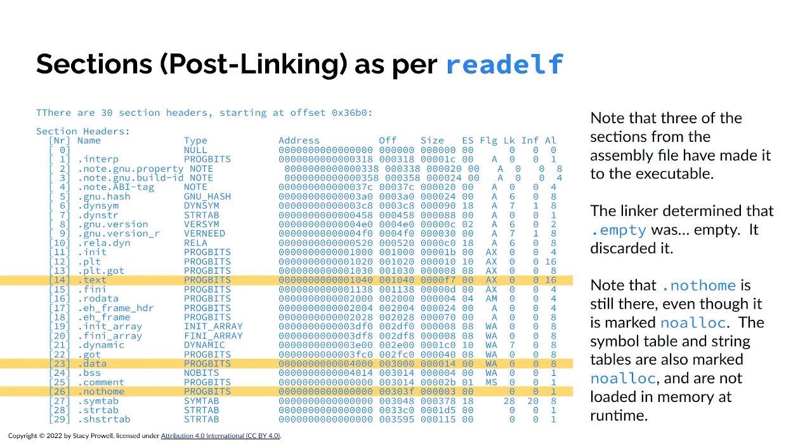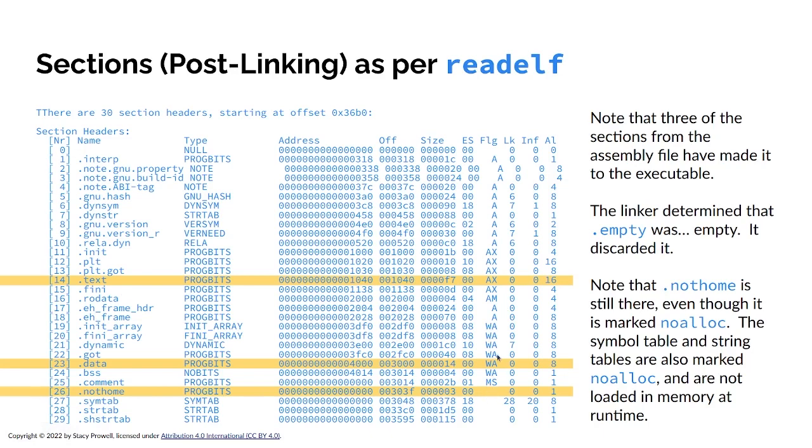So now we've linked. Let's look at our section table post-linking. We'll see that now there are 30 sections. Holy cow, that's gone crazy. And we see something has changed. So here are our sections: .text, .data, .nothome. .empty is gone, because .empty was empty. We discarded it. .nothome is still here.